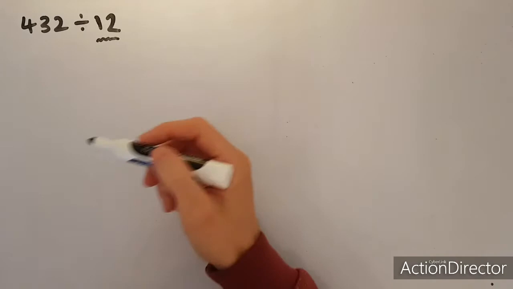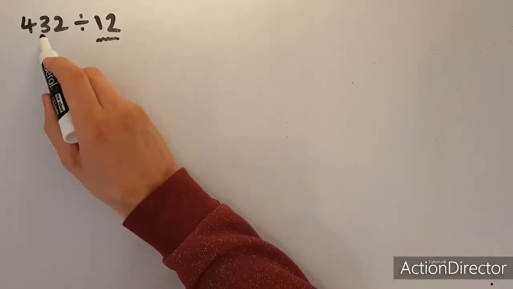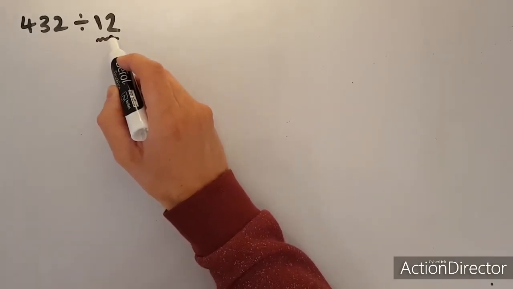Today's video is about long division when there are no remainders. This is the calculation we're going to look at: 432 divided by 12.